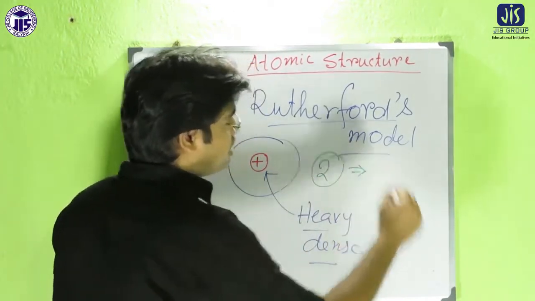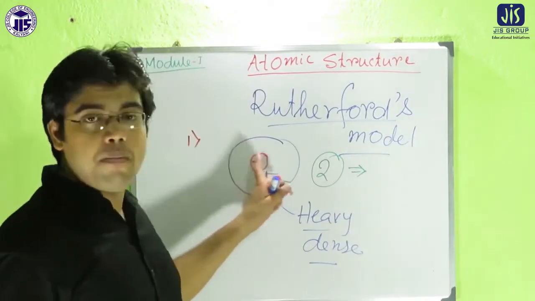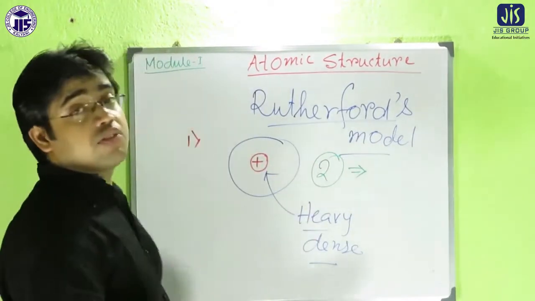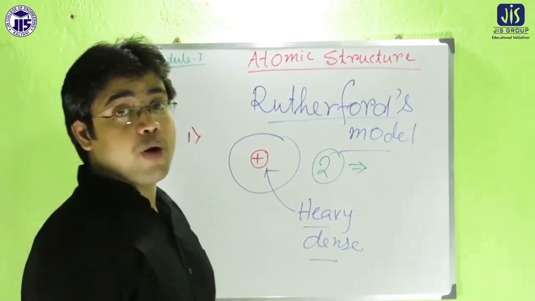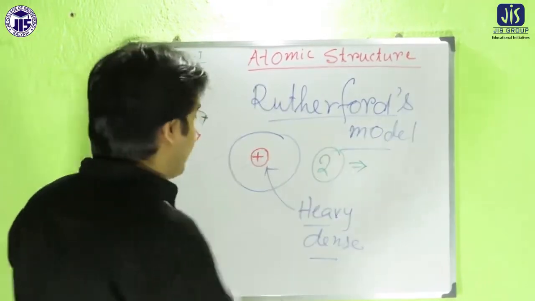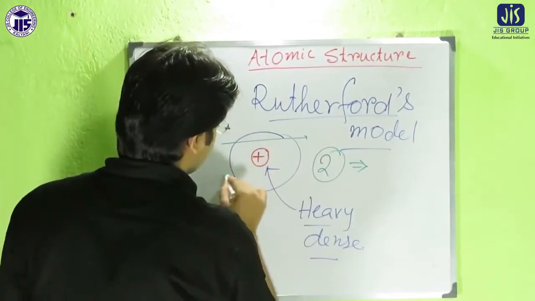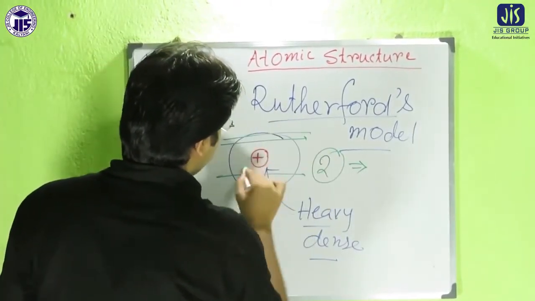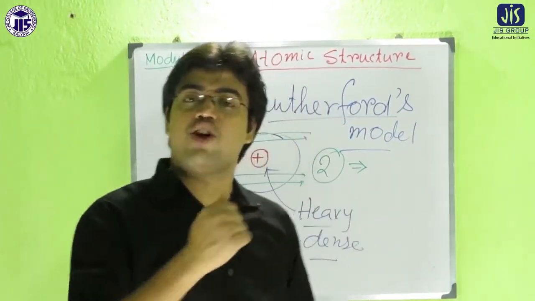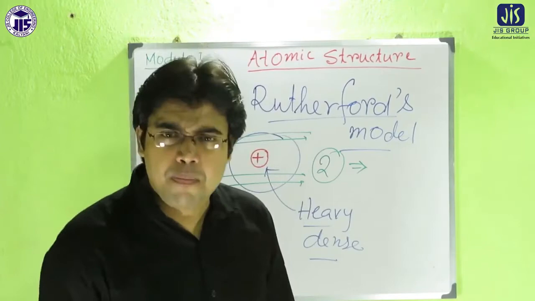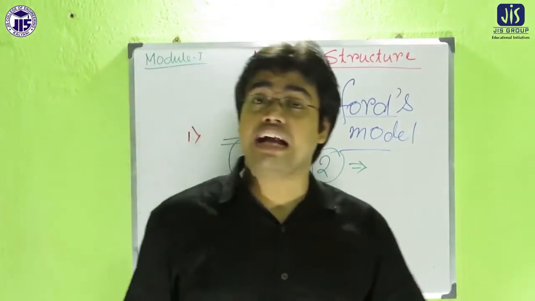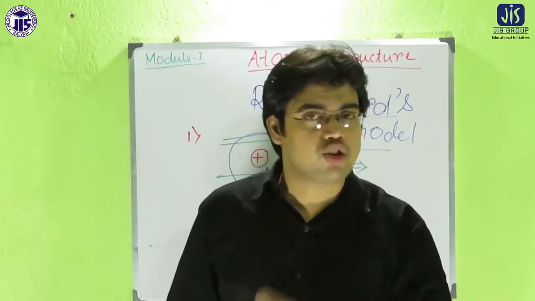Second postulate of Rutherford's model: the maximum part of the atom is vacant. Why did Rutherford place such a postulate? Because in the alpha ray scattering gold foil experiment, it was observed that most alpha rays passed through the gold foil without any obstacle. That means if the maximum part of the atom were not vacant, this would not be possible.